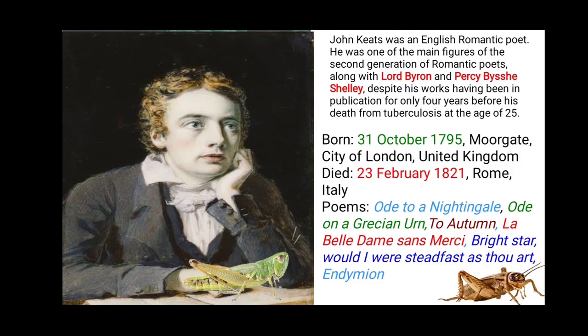Some famous poems of John Keats are Ode to a Nightingale, Ode on a Grecian Urn, To Autumn, La Belle Dame Sans Merci, Bright Star, Would I Were Steadfast as Thou Art, and Endymion.